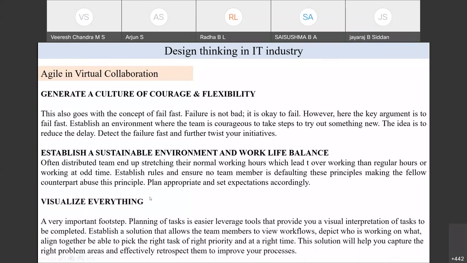Visualize everything. Very important footstep. So planning of tasks: what will come ahead, what should be done, which team is to be involved in it. Visual interpretation of tasks always has to be completed. The solution has to be established, and we should see who is working on what. Align together. All these things come under visualization only. So everything should be visualized initially itself.